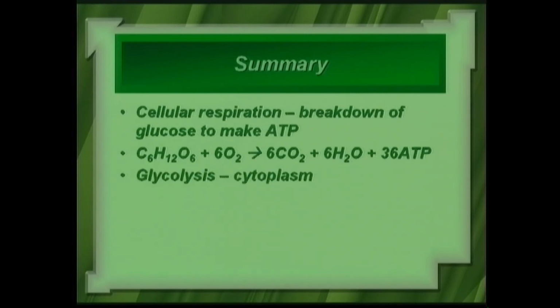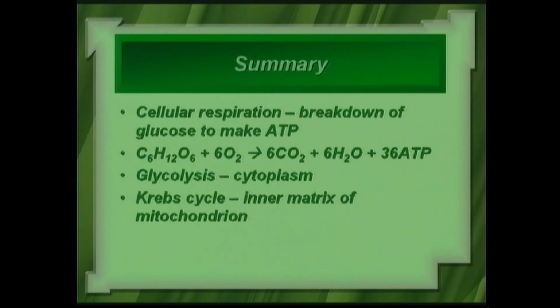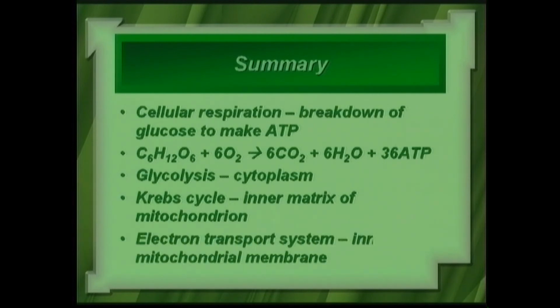So glycolysis, of course, happens in the cytoplasm. You have the Krebs cycle happening within the inner matrix of the mitochondria. And then thirdly, you have the electron transport system, which is located on the inner mitochondrial membrane. Anyway, so hopefully that wasn't too bad.